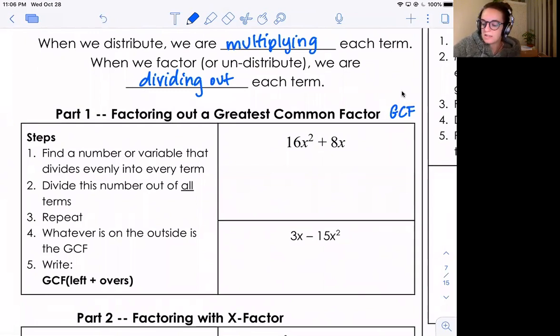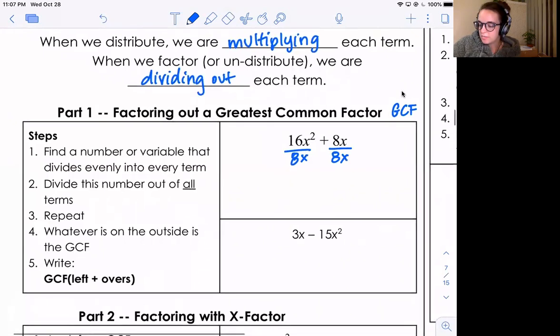We're going to find a number or variable that divides evenly into every term. So we're going to see what we can divide out from 16 and from 8. I know that I can divide 8 evenly out of both terms. And there is an x squared and an x, so we have x times x and x. That means I could take out 1x from each of those. So I'm going to divide this number out of all the terms.